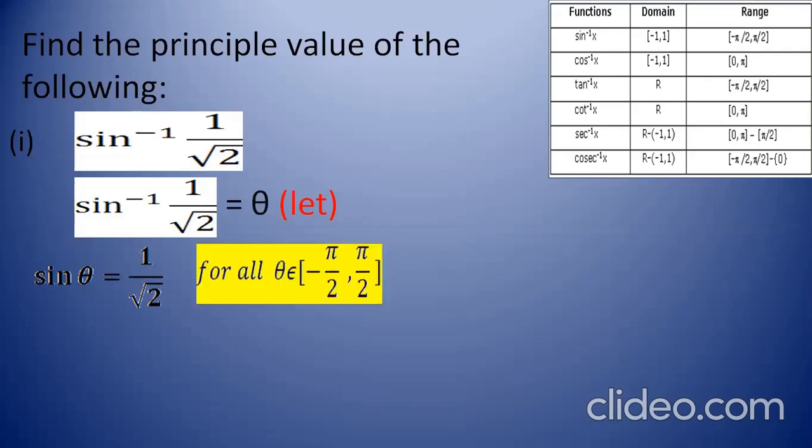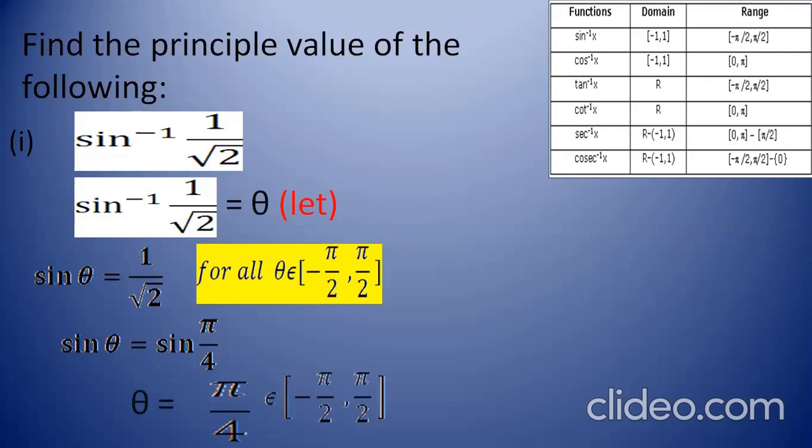So we can easily locate sine theta is equal to sine pi by 4, because sine pi by 4 gives 1 upon root 2 as the value, and theta belongs to minus pi by 2 to pi by 2. So that's why we can write theta is pi by 4, because it lies between minus pi by 2 and pi by 2.